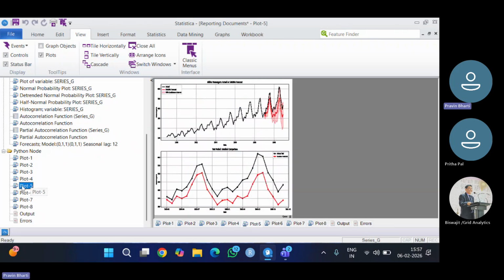And this is the prediction of the next 24 months. The red line is the prediction, and the light red portion is the confidence region. You can see through this part that the prediction goes similar to the historical data.